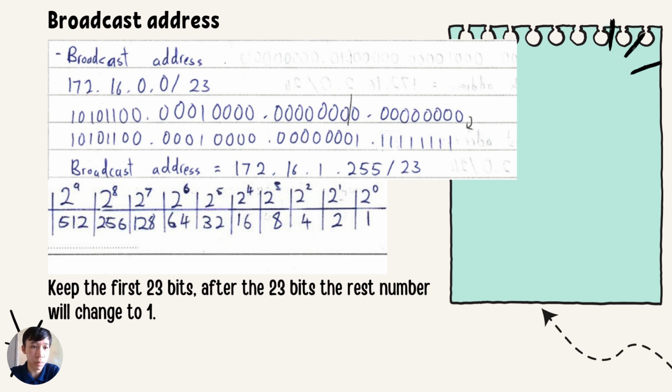Next, the broadcast address. Same as before, we convert it into binary first and keep the first 23 bits, and after the 23 bits, we change the rest to the value 1 for the broadcast address. So we will get 172.16.1.255 for the broadcast address.